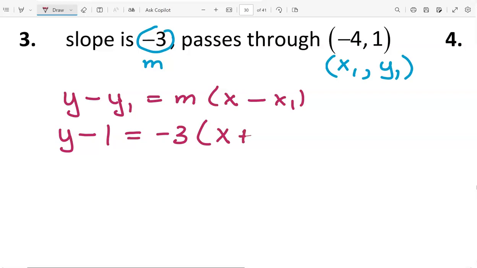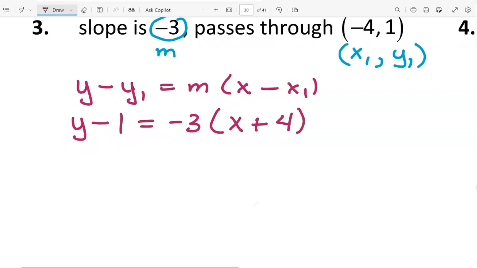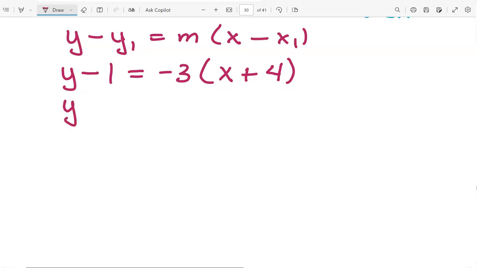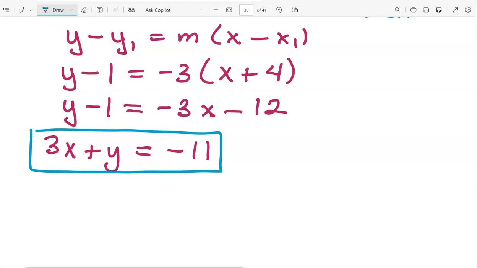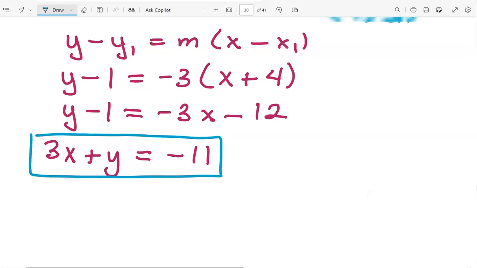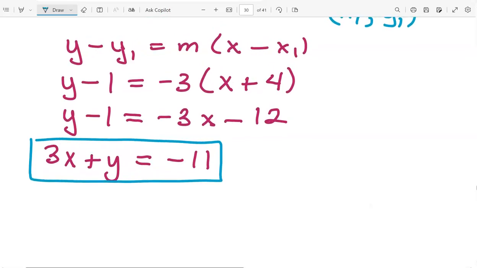X minus negative 4 is the same as x plus 4. Now we can distribute, since we don't have any fractional coefficients to worry about, distribute the multiplication over the addition on the right. And now I'm going to add 3x to both sides, and I'm also going to add 1 to both sides. And now we have the equation in standard form. The a coefficient, or the coefficient of x, is positive 3, so that's allowable. The other coefficients can be integers of any sign.